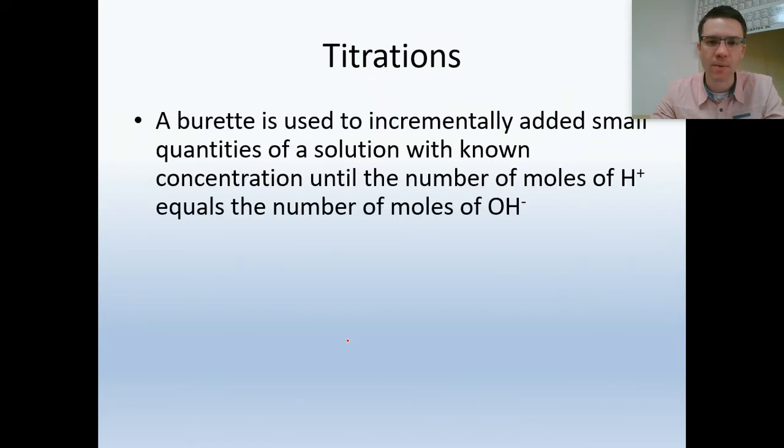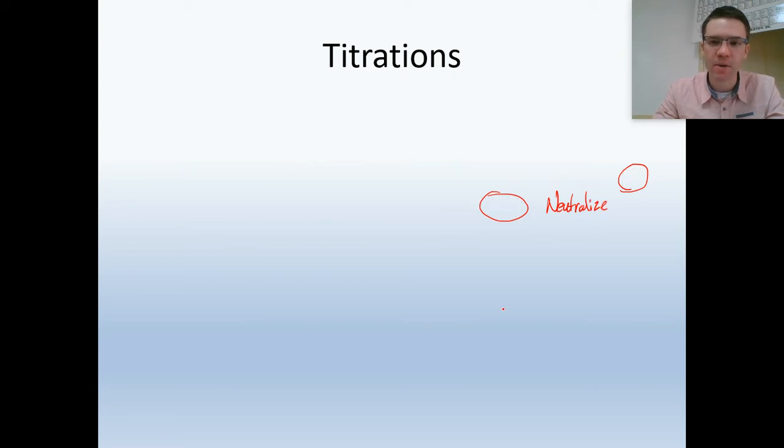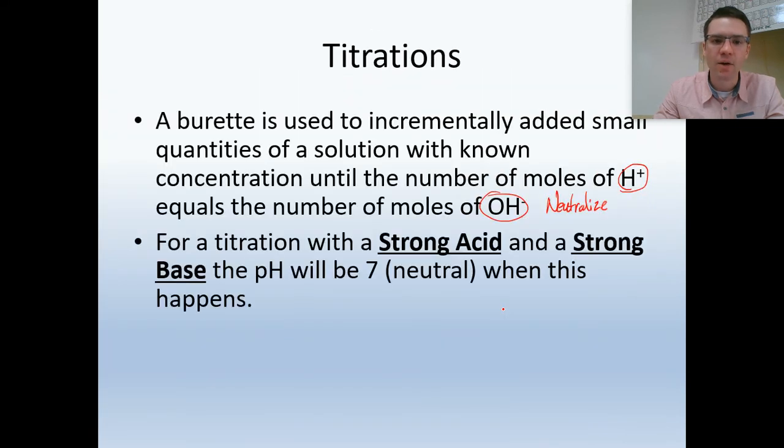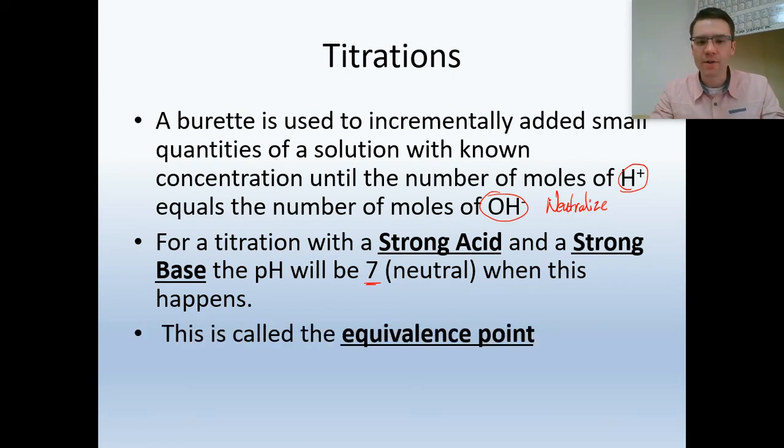So just an overview with words again. A burette is that device that we just add small amounts of solution, and you want to add small amounts until you have equal moles of H plus and OH minus in solution. You should think we're just neutralizing whatever's underneath. We're neutralizing the acid or the base. In this last one, we'd be neutralizing the acid of HCl. For a titration with a strong acid and a strong base, that neutralization occurs at a pH of 7. Remember, that's the only time that your hydroxide and your hydronium concentrations are equal to each other. And we call that the equivalence point.